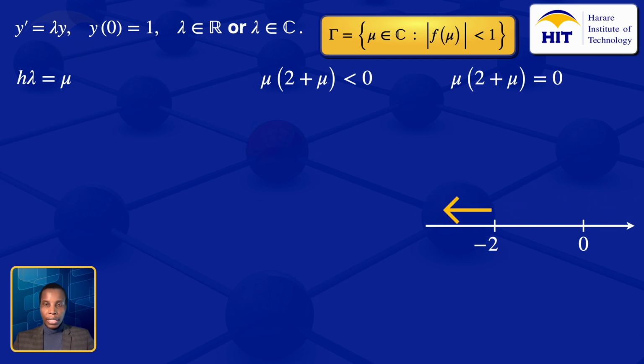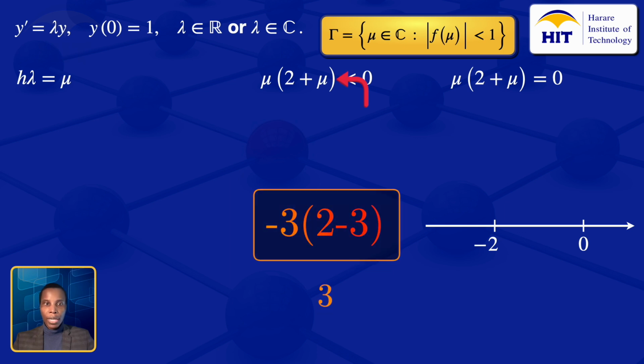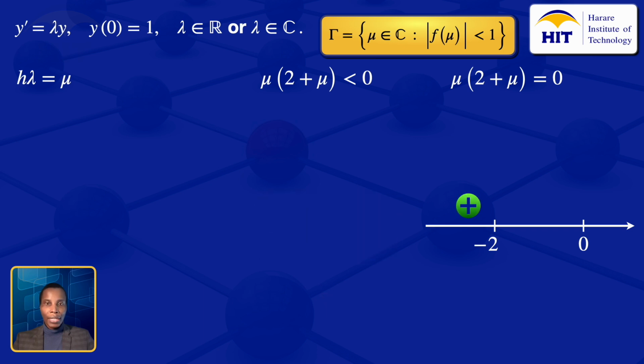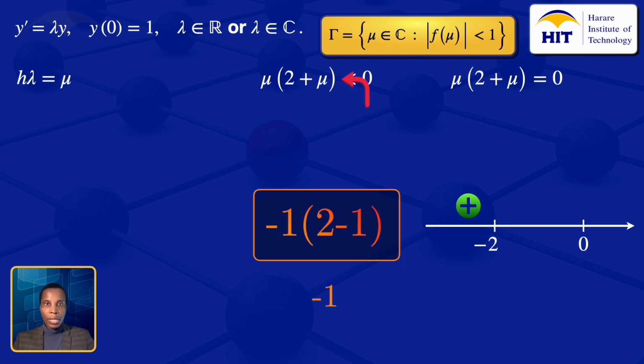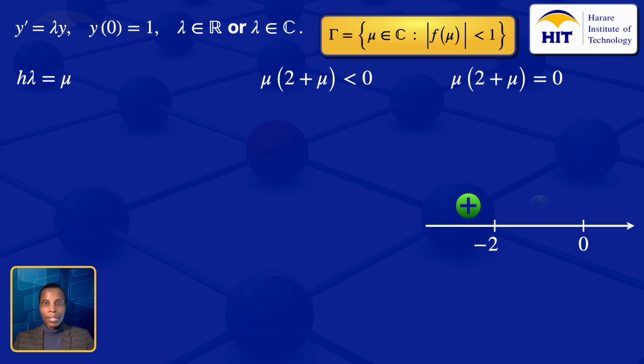So for the first region there, we are saying mu less than minus 2. So we try to look at a number which is in that region, less than minus 2. You can take minus 3, so that if you substitute it here, we would have minus 3 multiplied by 2 minus 3, which gives us a 3. So we are saying in this region it's positive. Then we look at this region now between minus 2 and 0. We can look for a number between minus 2 and 0. I can take a minus 1. So if you substitute minus 1 here, we would have minus 1 multiplied by 2 minus 1, which gives us a minus 1. So we are saying in that region it is negative.